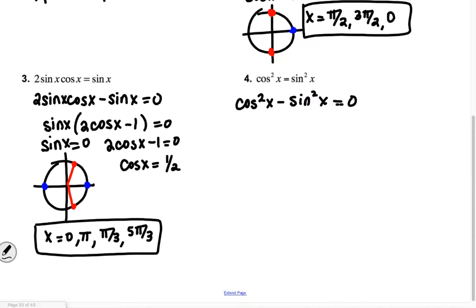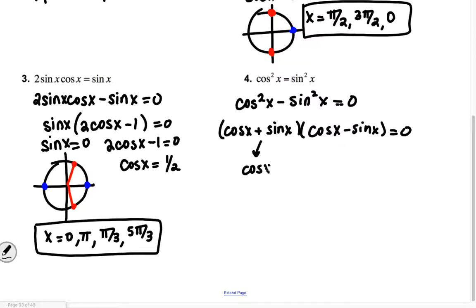Do you guys know what I mean by that? Kind of like x squared minus y squared factors into x plus y times x minus y. Same idea. So this would factor into cosine of x plus sine of x times cosine of x minus sine of x. So we get 2 equations. So the first one we end up getting cosine of x plus sine of x equals 0, which means cosine of x is equal to negative sine of x. And the second one we get cosine of x minus sine of x equals 0.